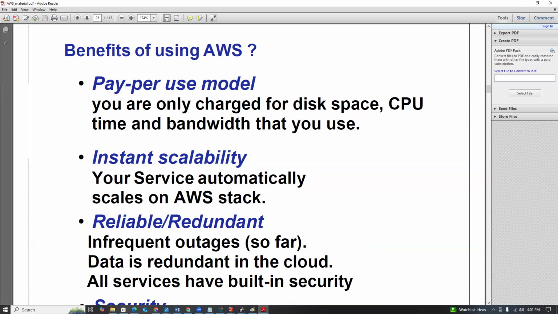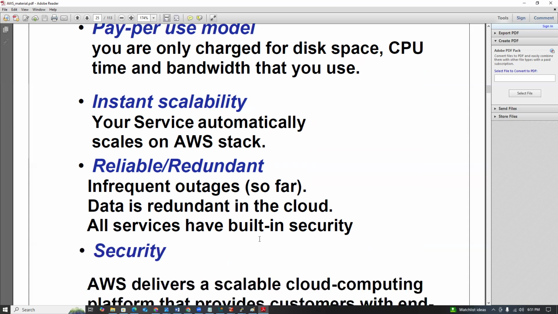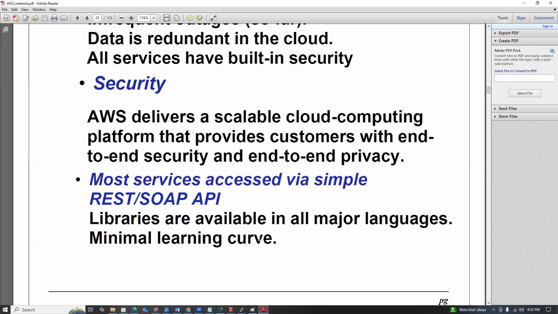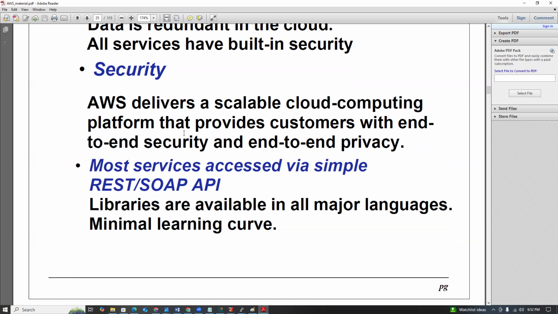Reliable and redundant, so infrequent outages. Data is redundant on the cloud. All the services have built-in security. AWS delivers a scalable cloud computing platform that provides customers with end-to-end security and end-to-end privacy. Most services are accessed via a simple REST or SOAP API. What is that? Most of the services are accessible via API, meaning application programming interface. Libraries are available in all major languages, with a minimal learning curve.